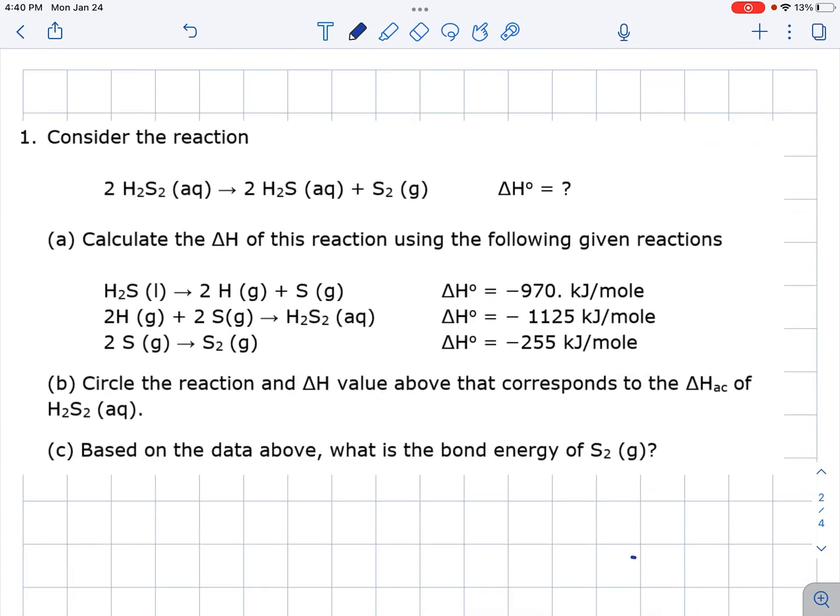So here we go. Here's the problem. Consider the reaction given there. Calculate the delta H of this reaction using the following given reactions. Then you're going to come back and circle the reaction and delta H value that corresponds to the delta HAC of H2S2 aqueous. And then based on that data, what's the bond energy of S2?